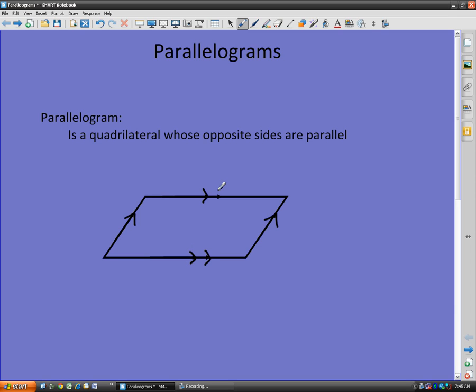They're marked with a different number of arrows, just like if they were congruent, we'd be marking them with little vertical lines. But they're not necessarily congruent.